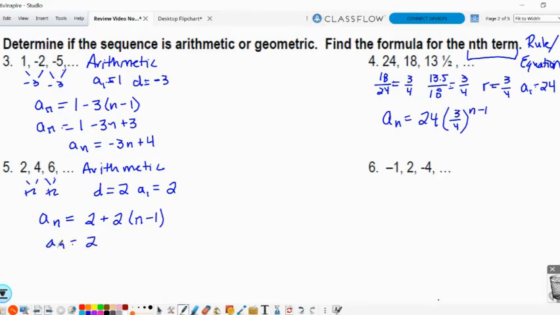We can distribute, combine like terms, and write the general rule as 2n.